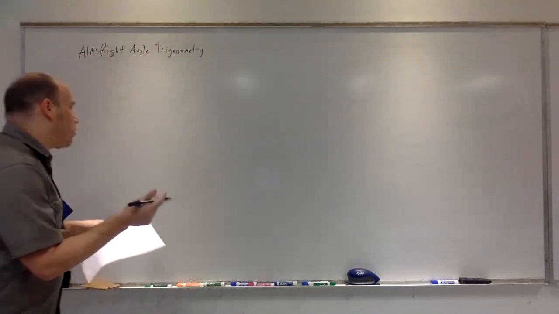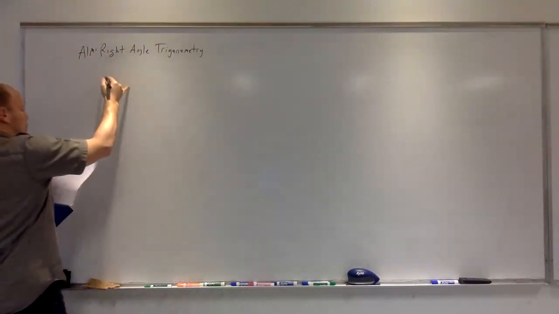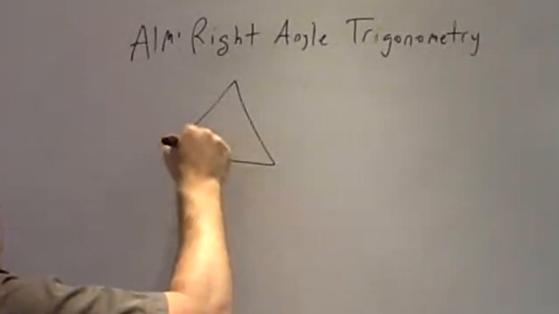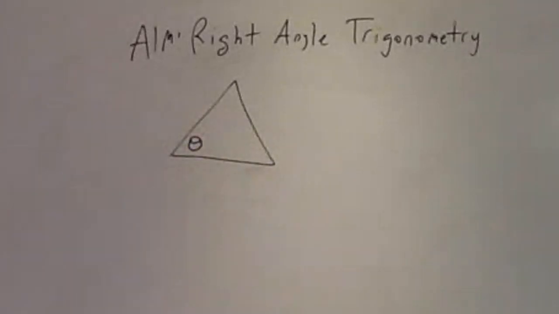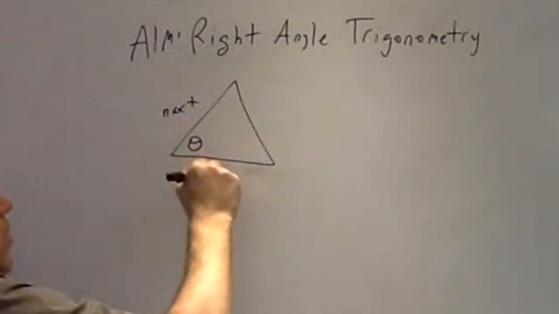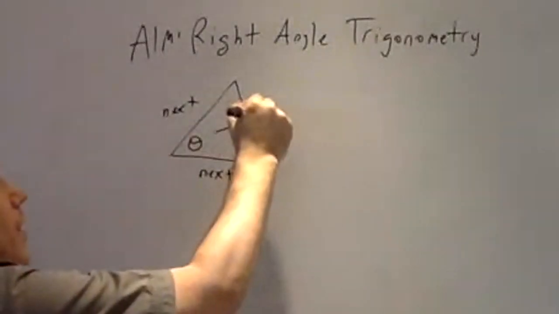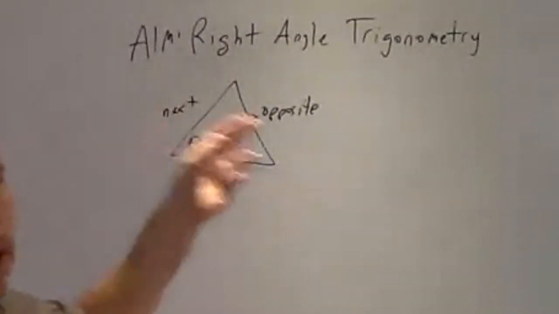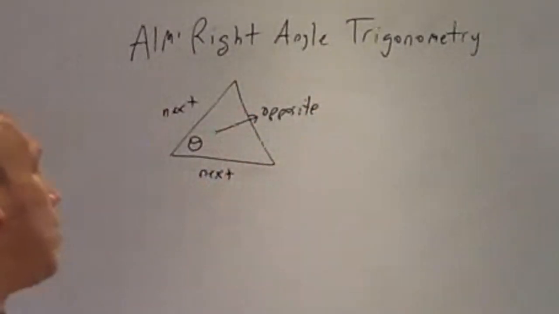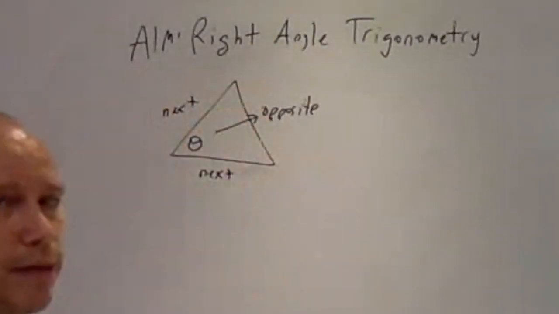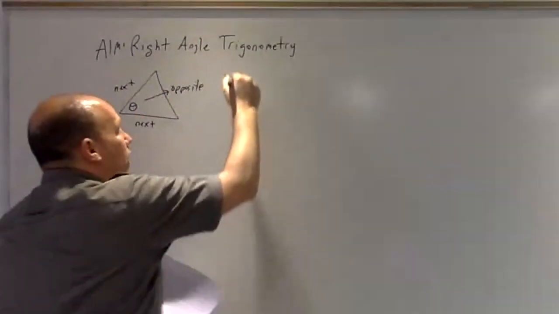The first thing is let's just start off with a basic triangle. If we have a regular triangle and I ask you about that angle theta, there's two sides that are next to this angle, but there's a third side, and that's the opposite. That's how we're going to decide an opposite side in any triangle. So there's two sides next to it. The third side is the opposite. Now, we're talking about right triangles.